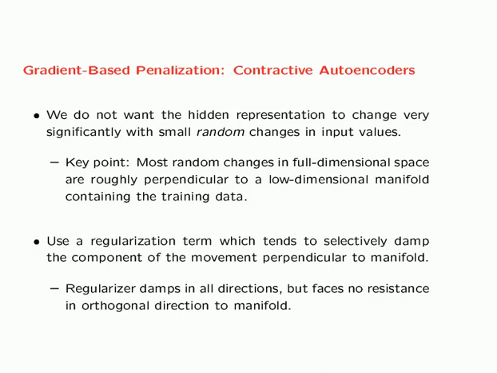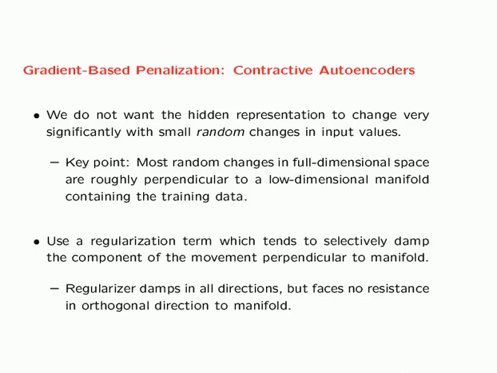A second variation of a similar idea is called gradient-based penalization, which is called contractive autoencoders. Now, in contractive autoencoders, again, you do not want the hidden representation to change very significantly with small random changes in the input values. The idea here is that when you have a data distribution in high dimensional space, often the true manifold on which all the data points lie is a much lower dimensional manifold as compared to the dimension of the data set itself.